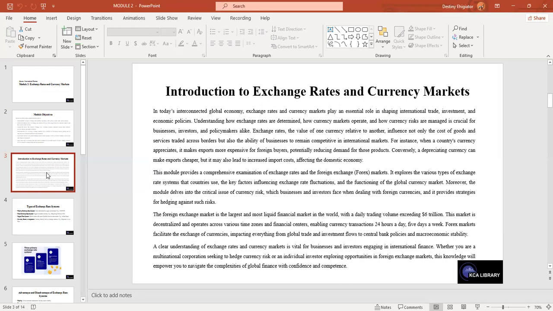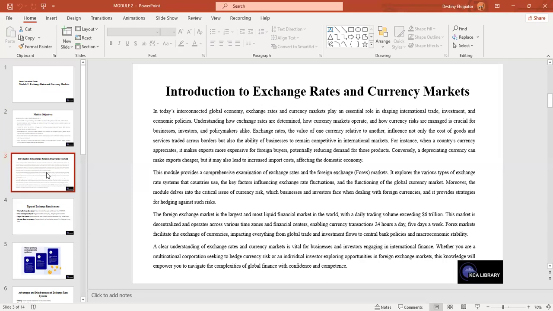This module provides a comprehensive examination of exchange rates and the foreign exchange markets. It explores the various types of exchange rates that countries use, the key factors influencing exchange rate fluctuations, and the functioning of the global currency market. Moreover, the module delves into the critical issues of currency risk, which businesses and investors face when dealing with foreign currencies, and it provides strategies for hedging against such risk.